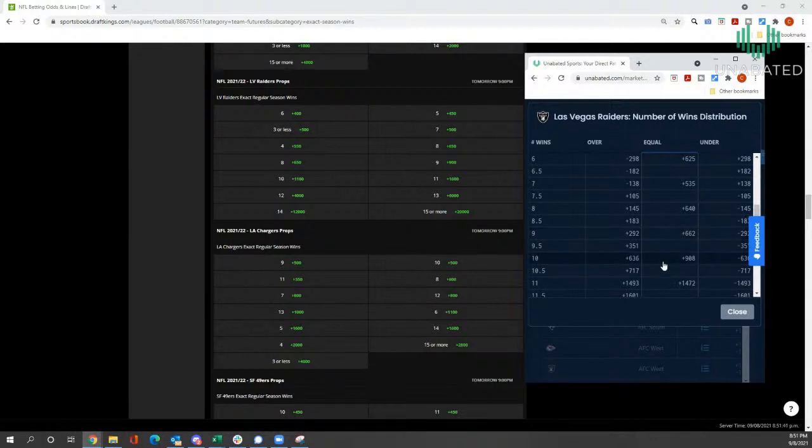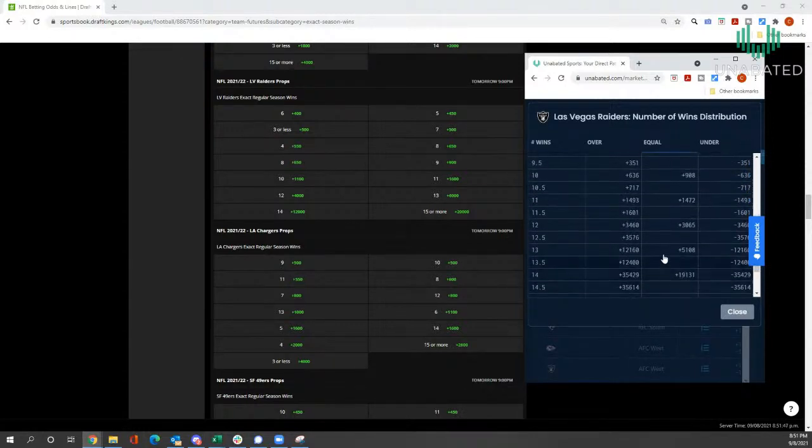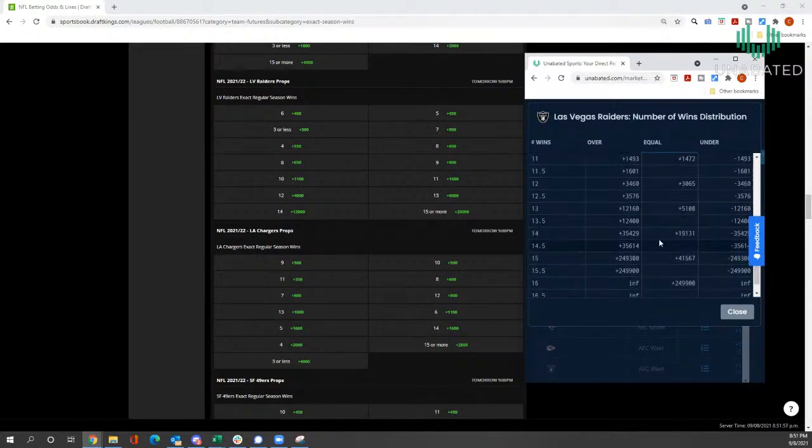Yeah, there's value there. 11 is plus 1472, and DraftKings has plus 1600, a little bit of value. Let's get to the very edge. We have it 30 to 1 for 12, they have 40 to 1. We have 51 to 1 for 13, they have 60 to 1. 14, no value. We make it 191 to 1, and they make it 120.